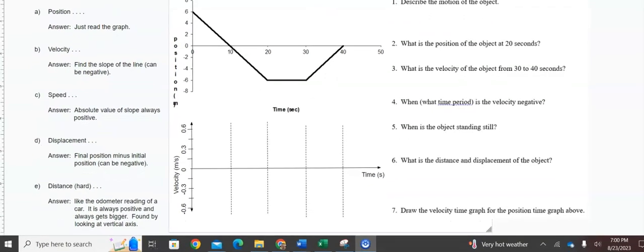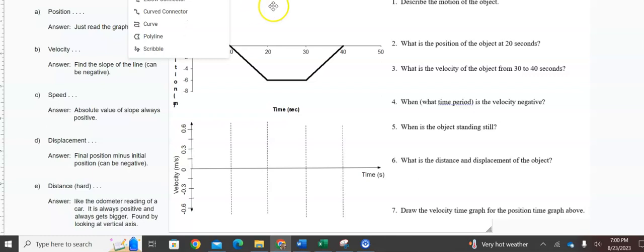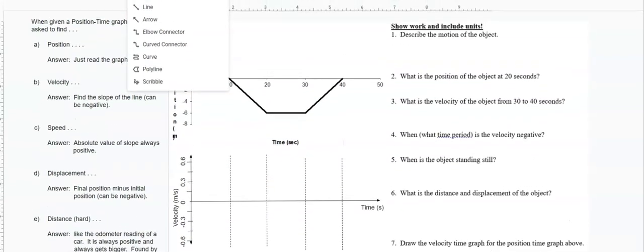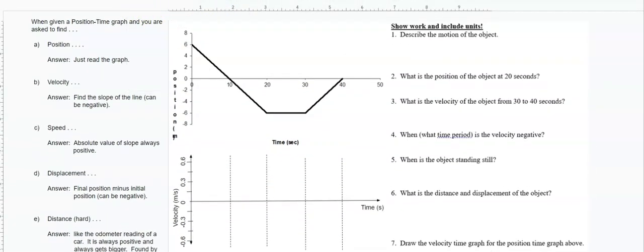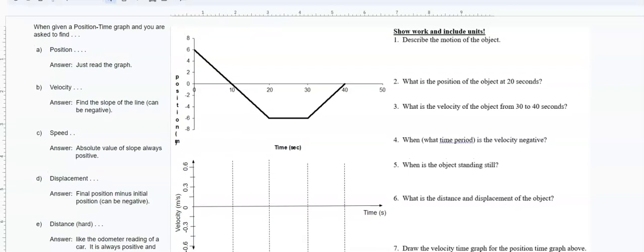Okay, so I am trying to get this. Boy, it's not cooperating. Sorry.